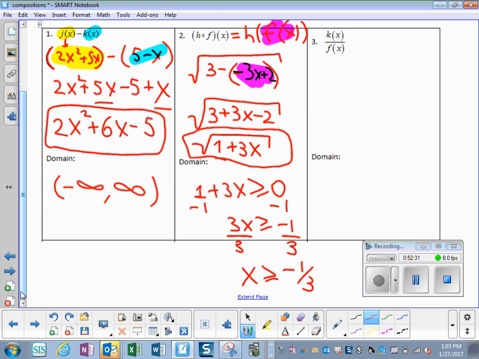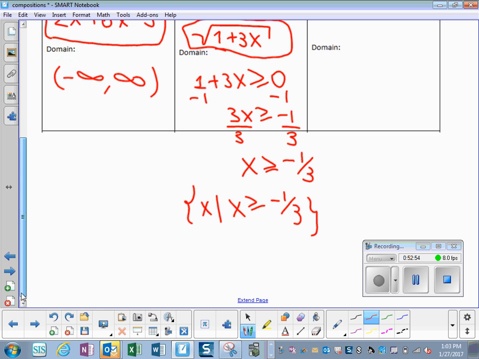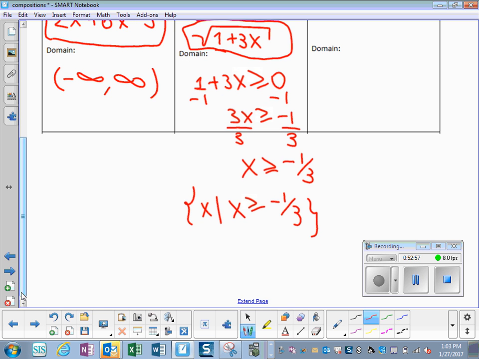So that's why we start with 1 plus 3x greater than or equal to 0. And then this is what we get at the end after we solve that inequality. So the answer for the domain would be all such x's, or x such that x is greater than or equal to negative 1 over 3. This is in the set builder notation, and I could also write it in the interval notation, which is what? Negative 1 over 3 to infinity with the parentheses or brackets.